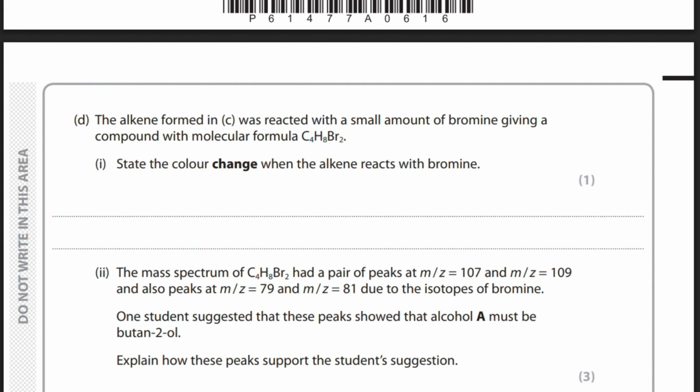So basically the color of the bromine water is brown. So it changes from brown to colorless. This test is also used to identify the presence of a double bond.